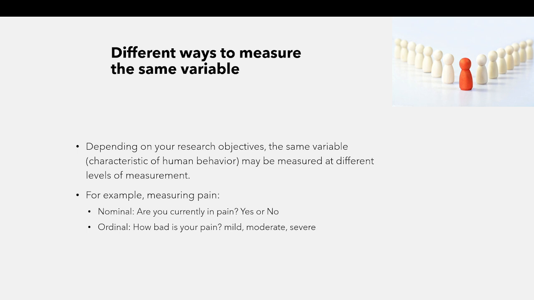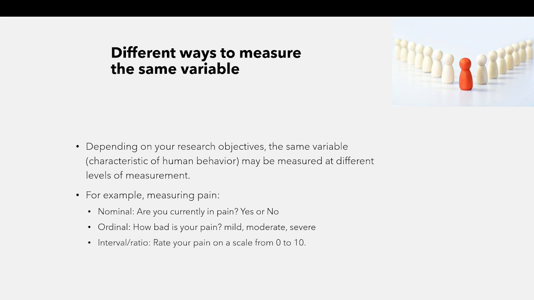In an example of an ordinal level of measurement, remember that ordinal includes some sort of ordering or ranking. If we ask the question, how bad is your pain, and someone responds with mild, moderate, or severe, we can order those as one category being higher or lower than another.